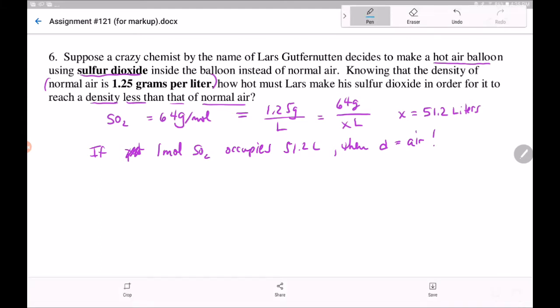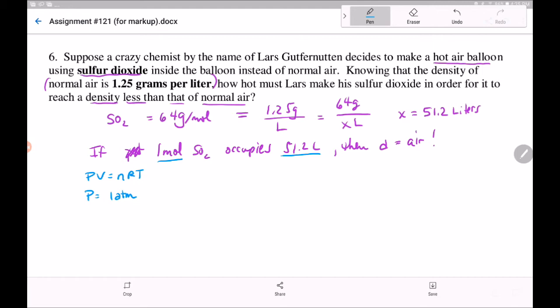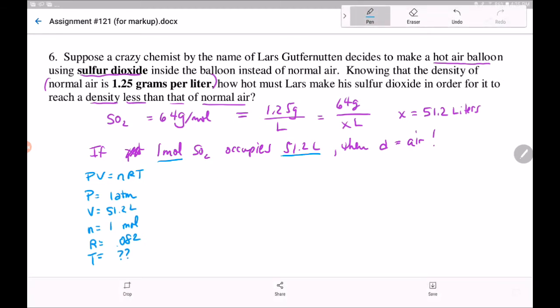All right. Let's figure out at what temperature this will be true, where 1 mole of SO2 is 51.2 liters. So this is best done with PV equals nRT, ideal gas law. We can say pressure will assume 1 atmosphere. It's not stated, but when it's not stated, that's our normal pressure. The volume we know is 51.2 liters. The number of moles is 1. R is what it always is, and T is the variable. At what temperature will this be true?